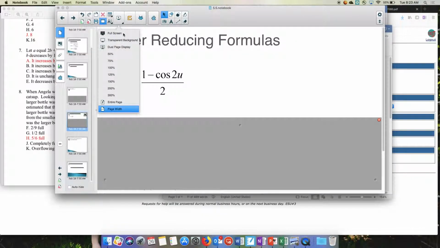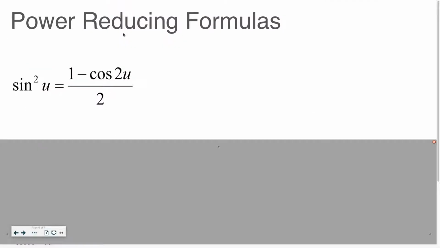Today's lesson, really short, all about the power reducing formulas. In calculus, I use these with my BC kids quite often, actually. It's something that when you get to that point, you will need to memorize them, but for now, I will give them to you.